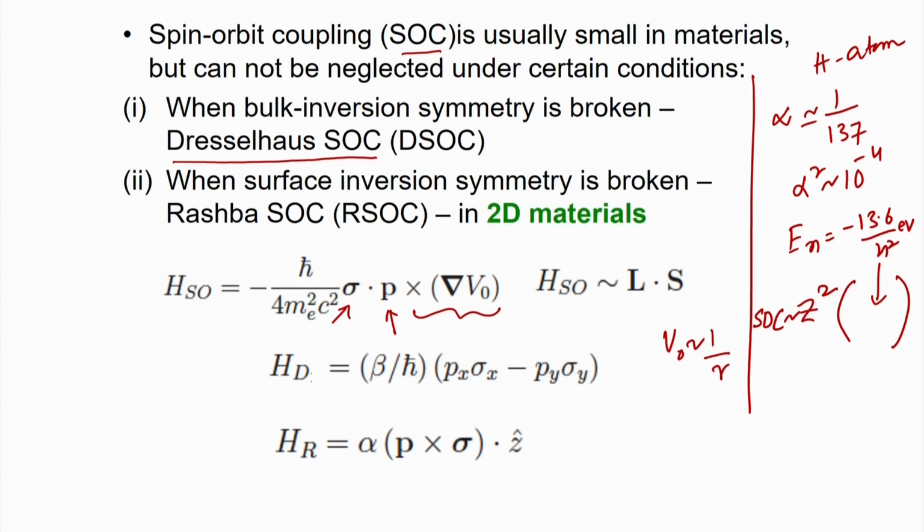So, the ionic potential has a gradient at the surface, and because of this gradient, it is like an electric field. So this is like sigma dot p cross E, and that is pretty similar to what we have in the Rashba spin orbit coupling. There are two of them, as I told: Dresselhaus, which looks diagonal, like p x sigma x, where sigmas are the Pauli matrices.